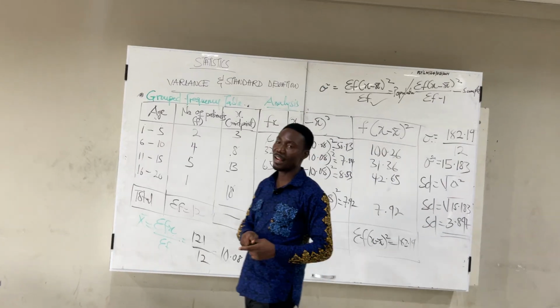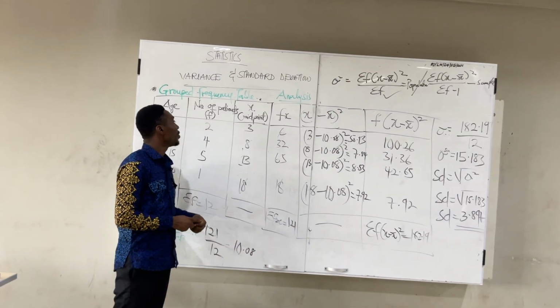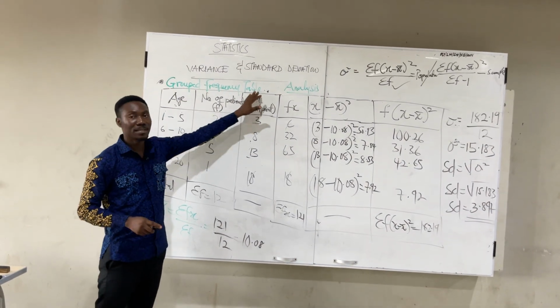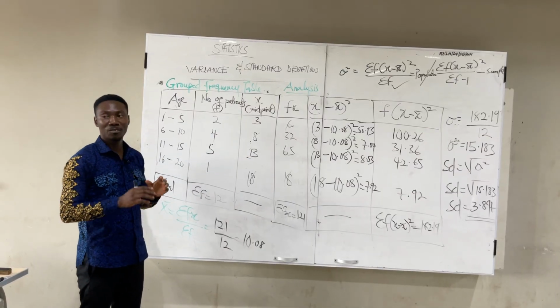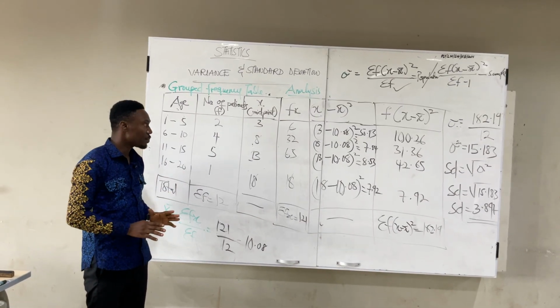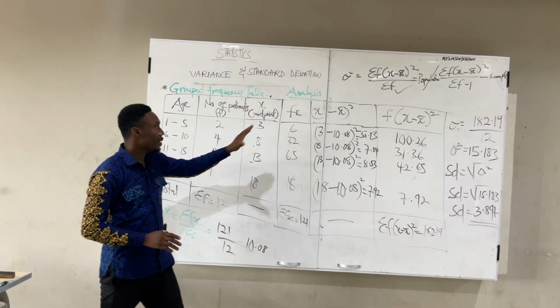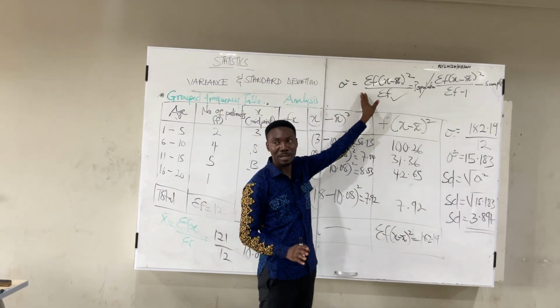So now let's summarize the whole thing. When you are given a grouped frequency table to calculate the variance, it's very simple. First of all, write down the variance formula. It will come with a mark.